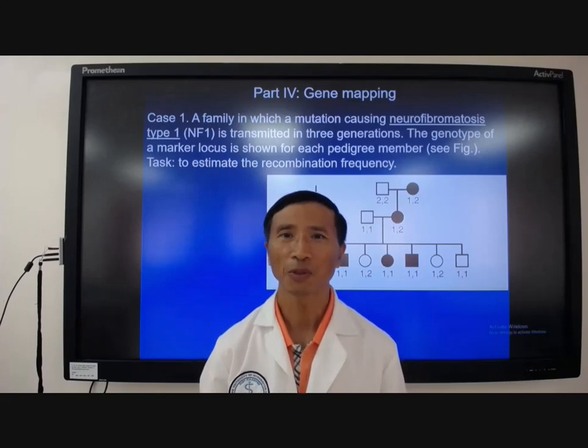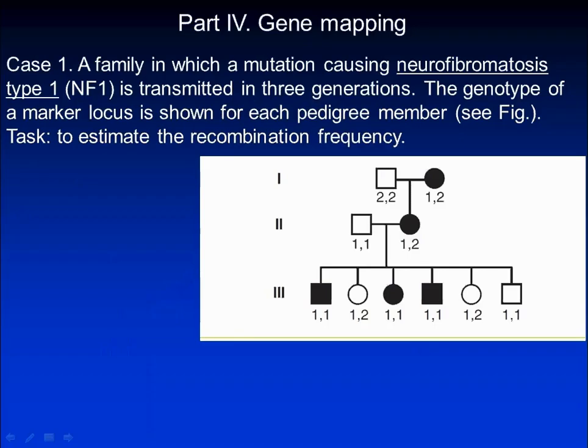Now, let's move to part 4. We will look at gene mapping. Here is a family in which a mutation causing NF1 is transmitted in 3 generations. The genotype of a marker locus is shown for each member. Our task here is to estimate recombination frequency.